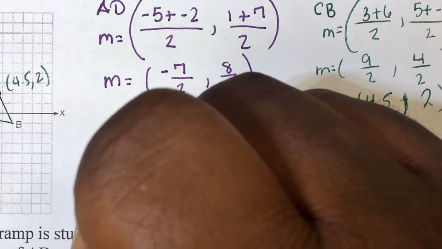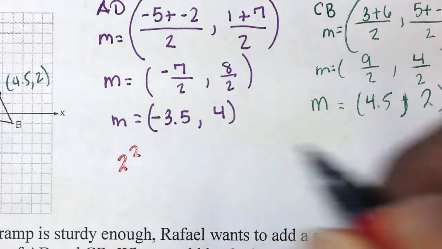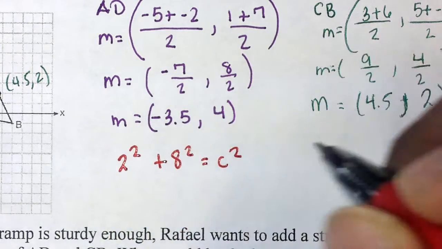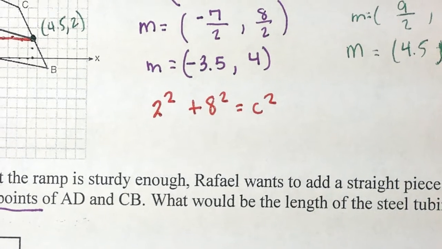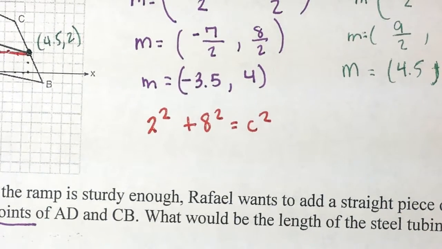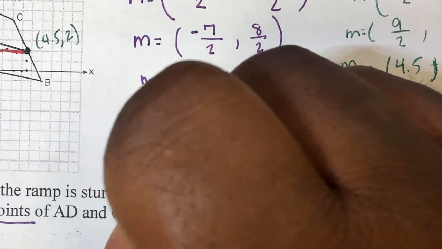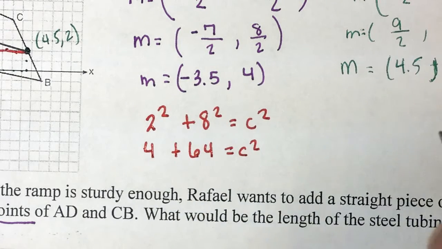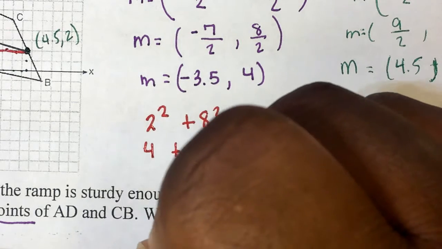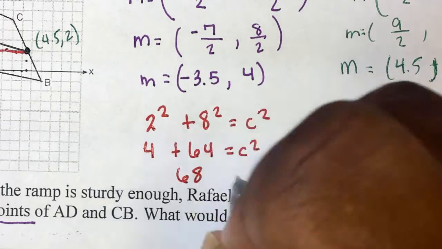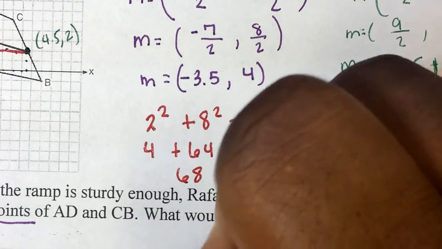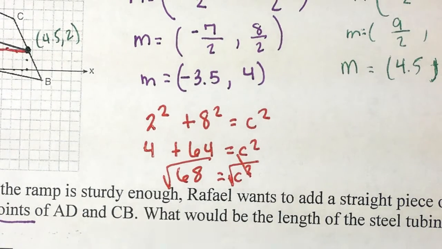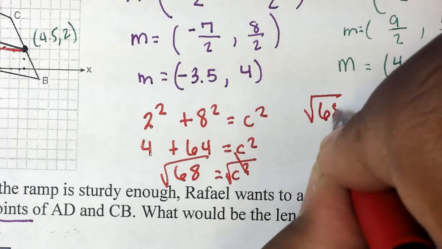Alright, so from there, 2 squared plus 8 squared equals C squared. And then you got 4 plus 8 squared, which is 64. C squared. Add those together. You're going to get 68. C squared equals 68. Square root. Cancels here. You're going to be left with the square root of 68 equals C.